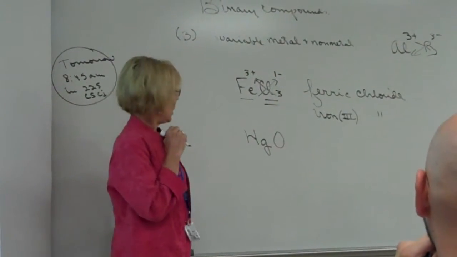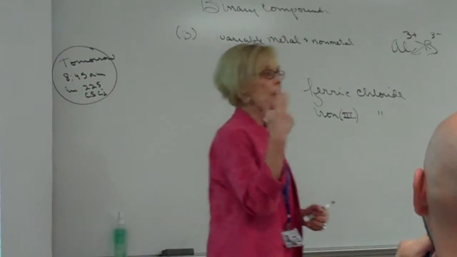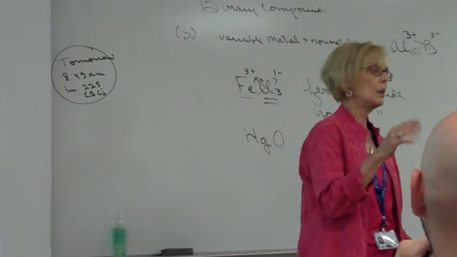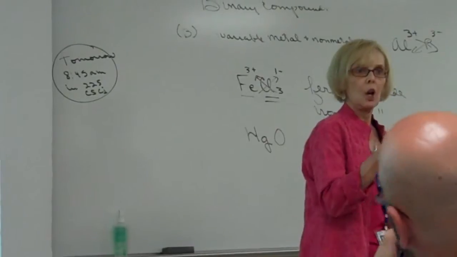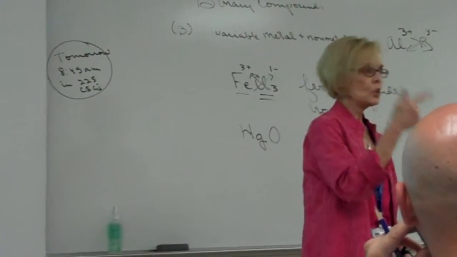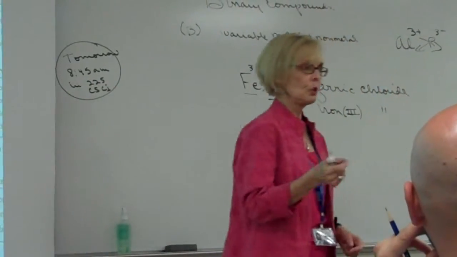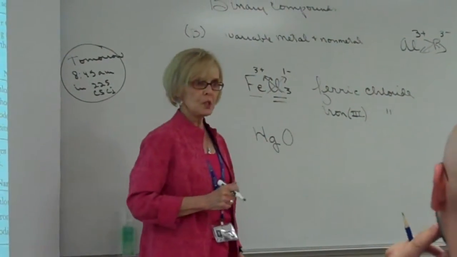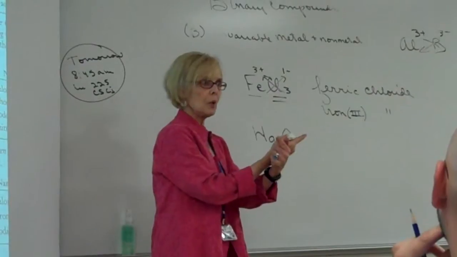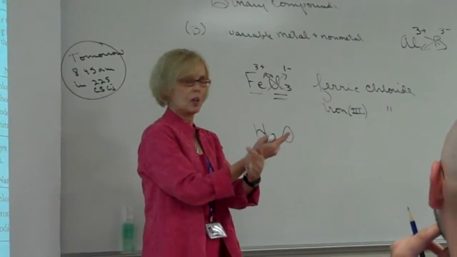Okay, I've got HgO. Now, here's my thinking process. I look at that and I go, mercury, it's variable. What exists for mercury? 1 and 2. Okay, and you can glance over there for today. 1 and 2. Well, we got to decide which is it here, and our double cross up is going to kind of fail us here.